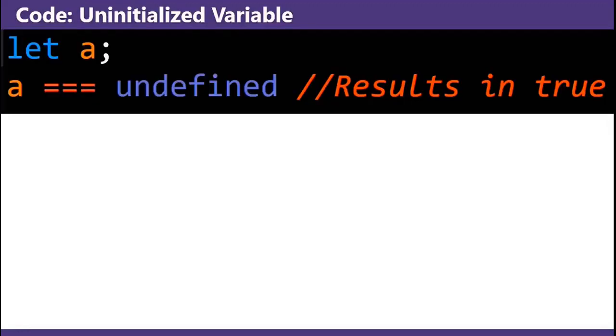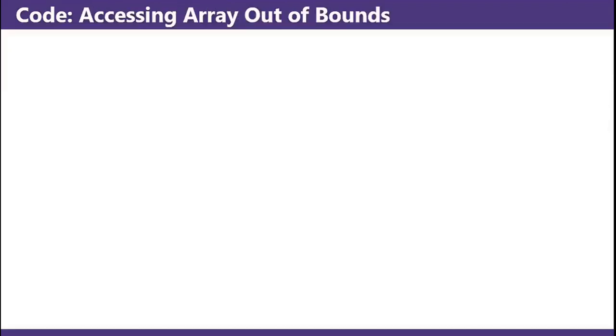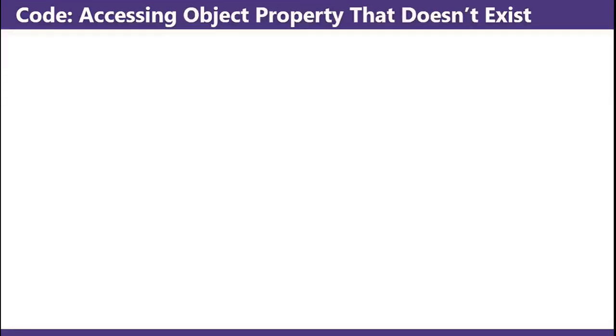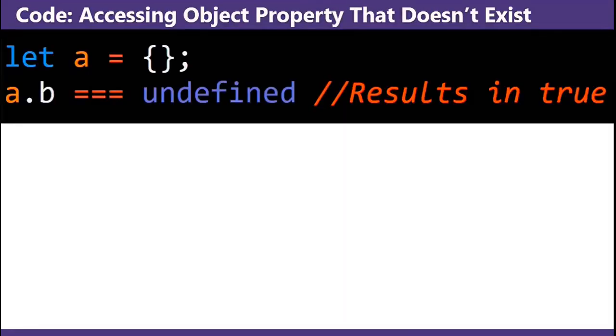Code with an uninitialized variable: you have let a, you didn't initialize it, so a is undefined. Accessing an array out of bounds: you have an array [1, 2, 3], try to access the element in the third slot, which doesn't exist because there are only elements in the 0th, 1st, and 2nd slot, so that equals undefined. Object property that doesn't exist: let a equal an empty object. The b property of a doesn't exist, so that equals undefined.